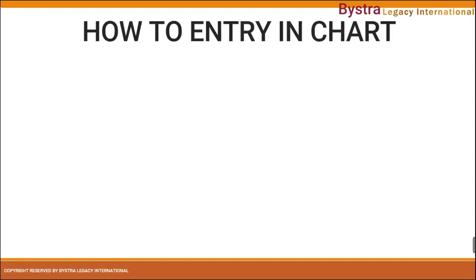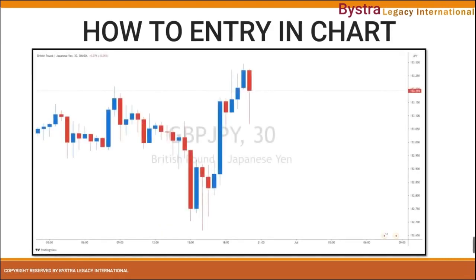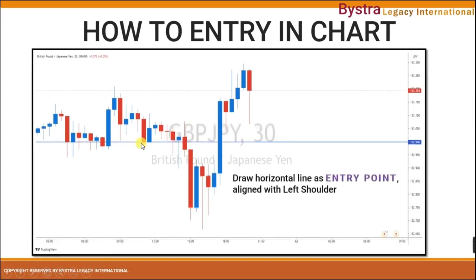Now let's look at how we enter in the chart. Here there is a pair, GBP JPY, on an M30 time frame. There's a QM pattern here, so let's mark the horizontal line as our entry point.